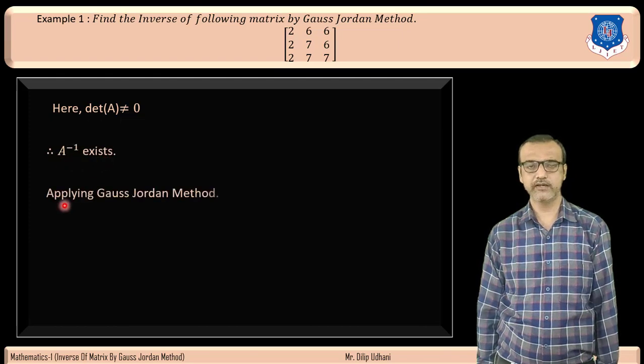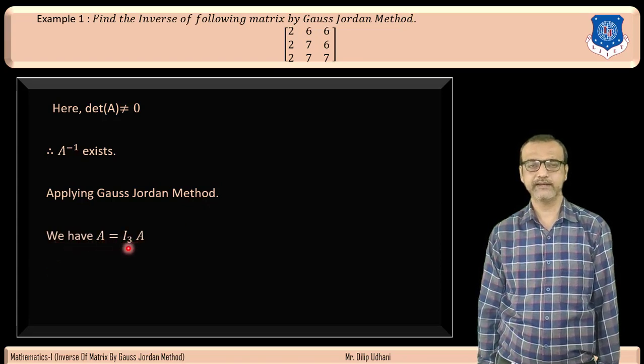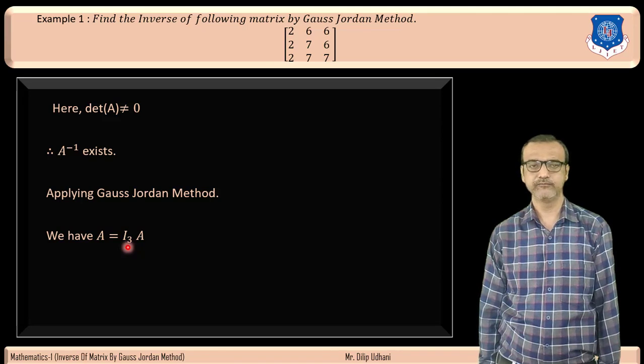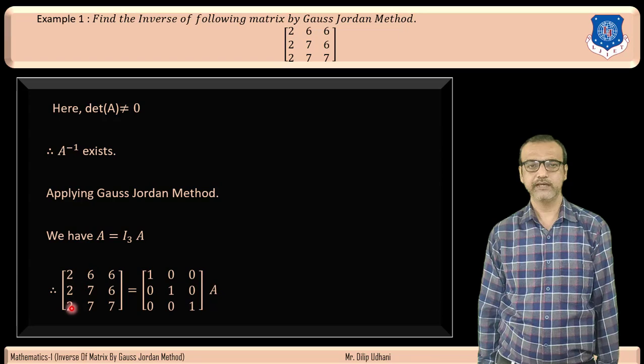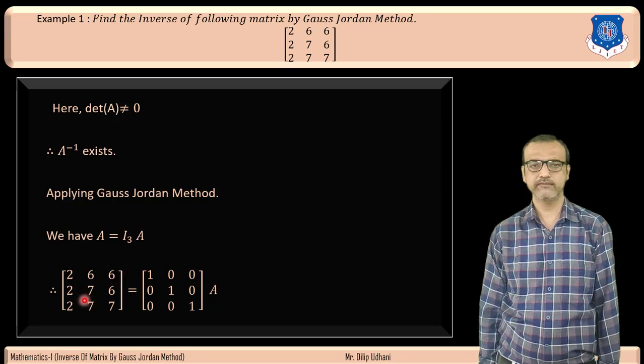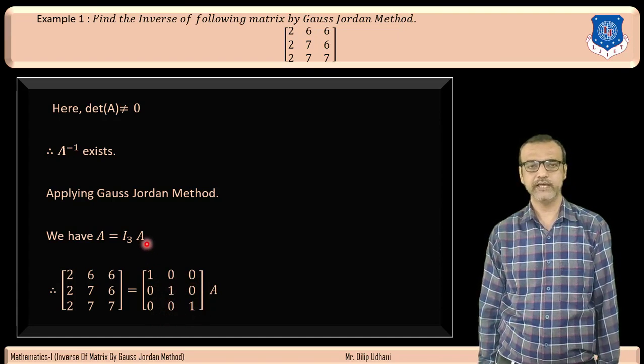Now applying Gauss-Jordan method to find the inverse of the given matrix. We have A equals I3 A, where I3 is an identity matrix of order 3. Therefore A is the given matrix, that is 2 6 6, 2 7 6, 2 7 7, equals I3, the identity matrix of order 3, that is 1 0 0, 0 1 0, 0 0 1, and A on the right hand side will be as it is.